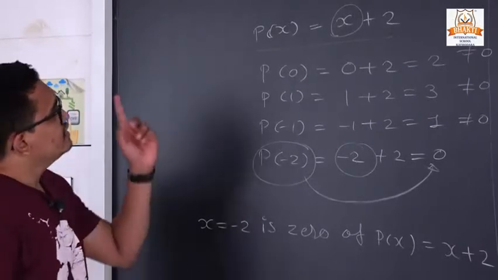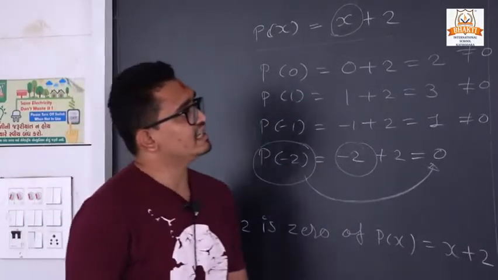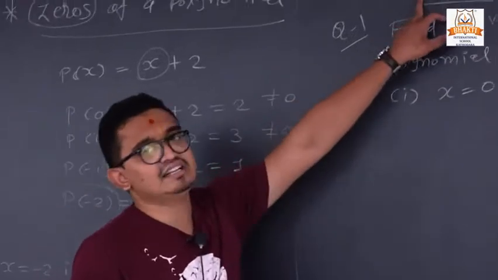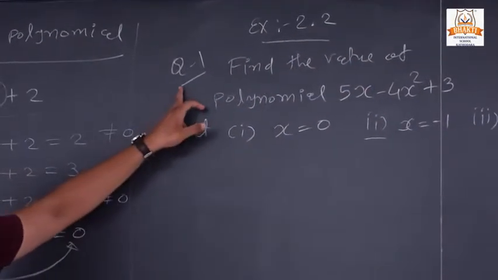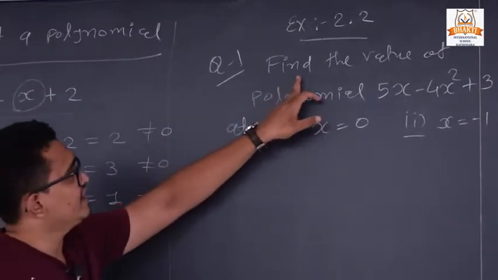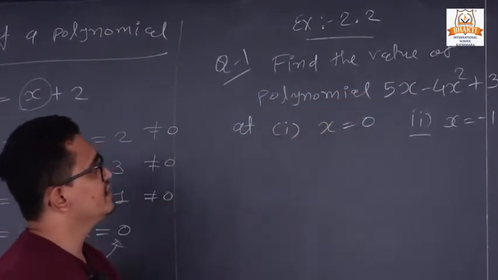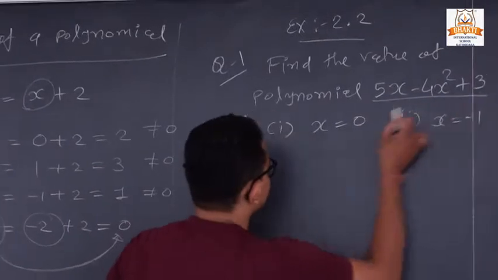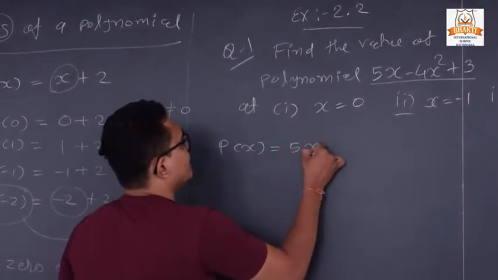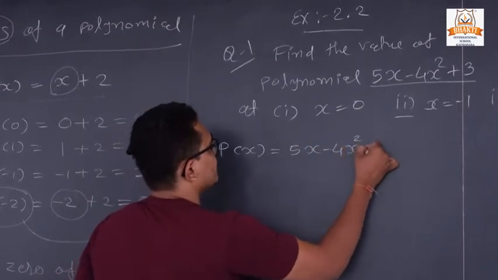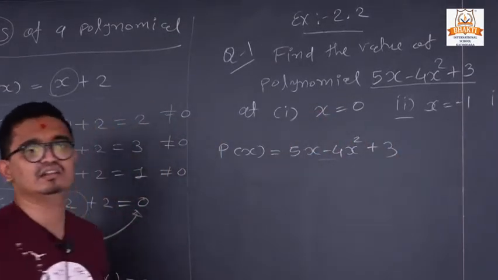Now we are going to learn our next exercise, exercise number 2.2. In 2.2, question number 1 is like this: find the values of the polynomial. So which polynomial is given? First of all we can write P of x is equal to 5x minus 4x square plus 3. So it is our polynomial.